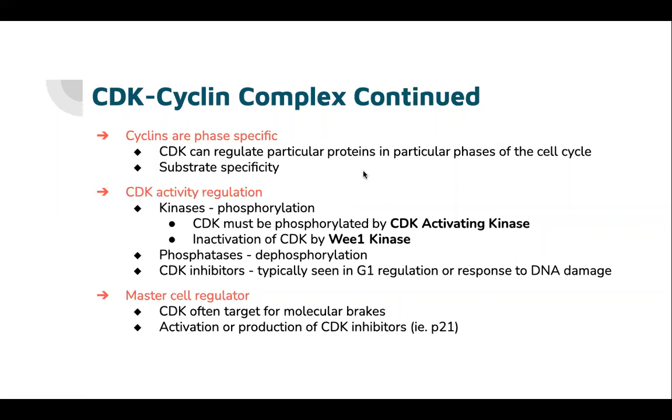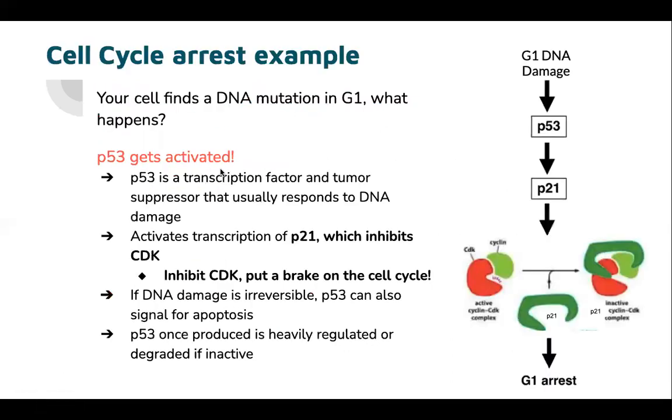This is a summary of everything we just talked about. CDK can regulate particular proteins in particular phases of the cell cycle because cyclins provide specificity. CDK must be phosphorylated by CDK activating kinase, and it's inactivated by the Wee1 kinase, which, like I said, we'll go over more in next week's topic because it's more relevant for the M phase. CDK inhibitors are typically seen in G1 regulation, in response to DNA damage. So that's going to go into P53.